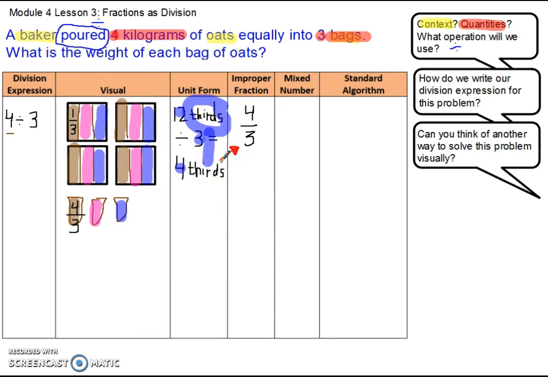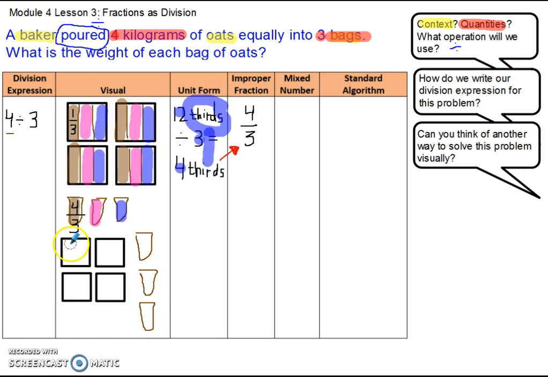Now that we've solved it using our previous conjecture, we're going to think of another way to solve this problem. And you want to ask yourself, can you think of another way to solve this problem visually? You can go back and you would draw your same 4 boxes because your wholes remain the same. Now we want to draw our bags, and we have our same 3 bags.